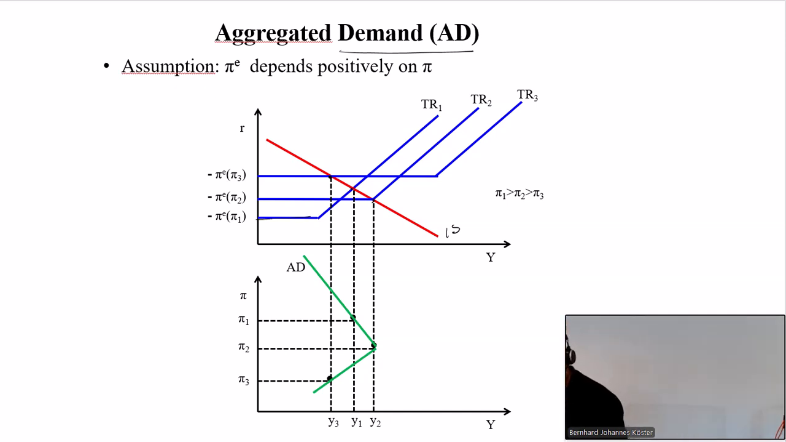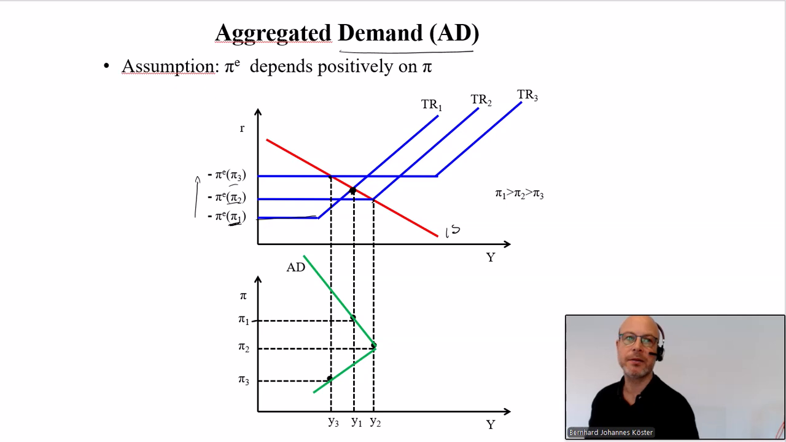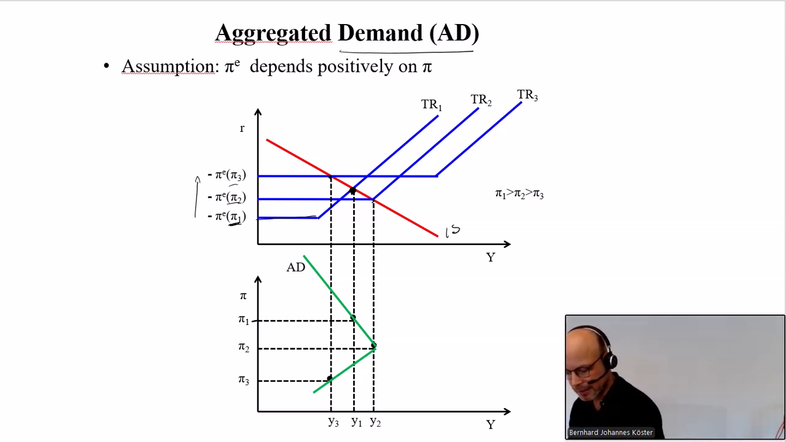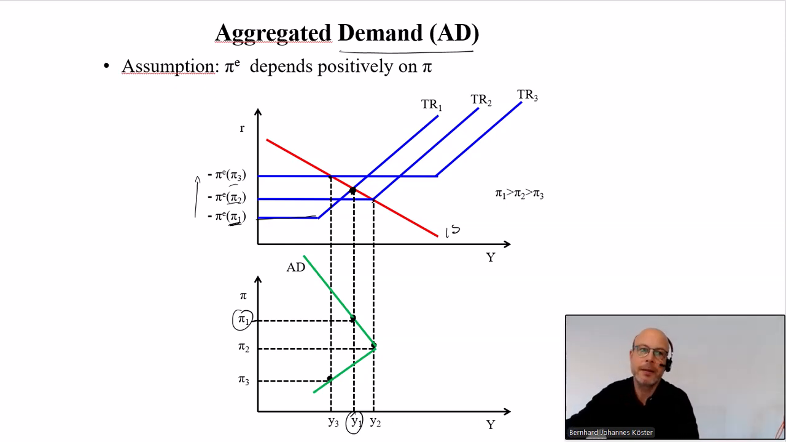But now this horizontal part of course depends on the actual inflation. Expected inflation is positively dependent on today's inflation, which means the higher the inflation, the higher the expected inflation. And if the cut is at this inflation pi 1 here, this is, so to speak, the normal situation. We have a cut in the ascending part of the Taylor rule and in the decreasing part of the IS curve. So we obtain a first equilibrium at this inflation rate and some corresponding output.